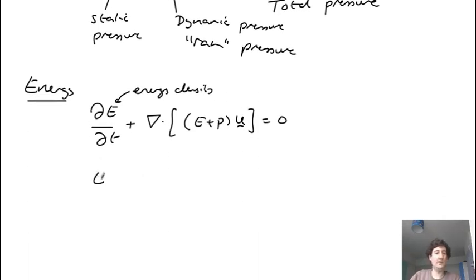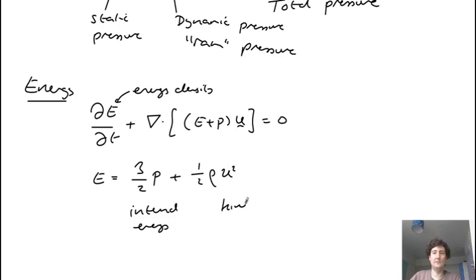So here the energy density is given by a combination of the internal energy, which is the pressure, so this 3 over 2 here depends on the ratio of specific heats. This is for a monatomic gas, and then plus the kinetic energy, so half rho u squared, that's kinetic.